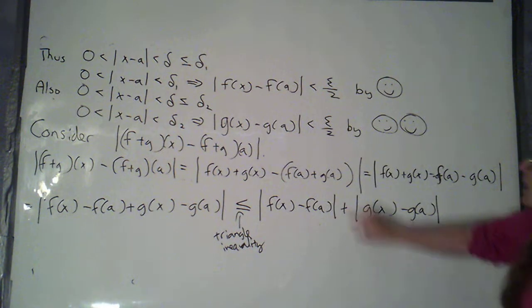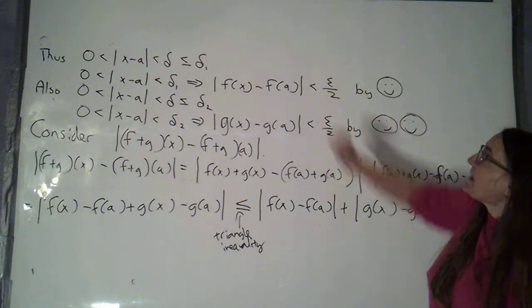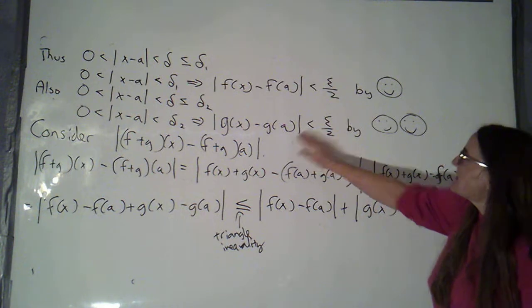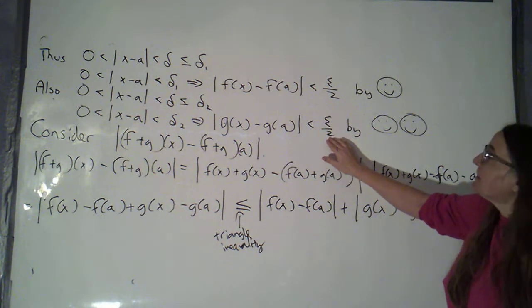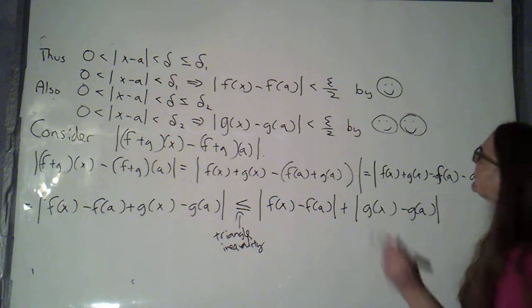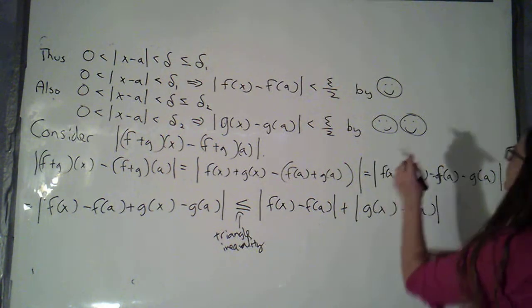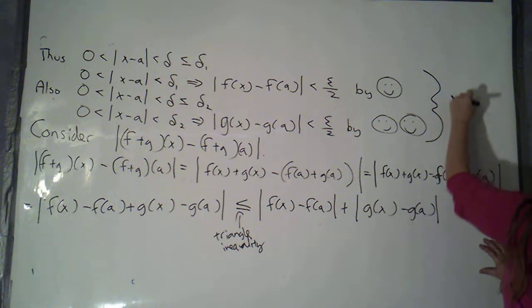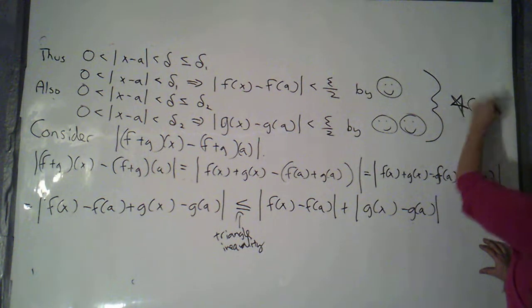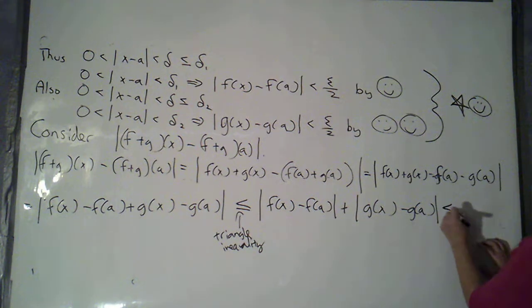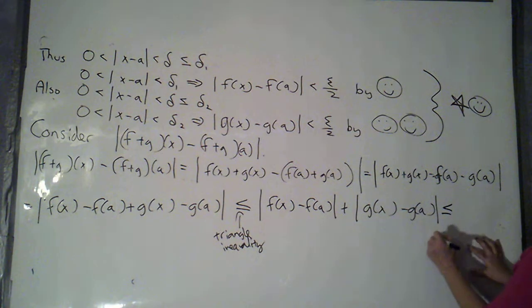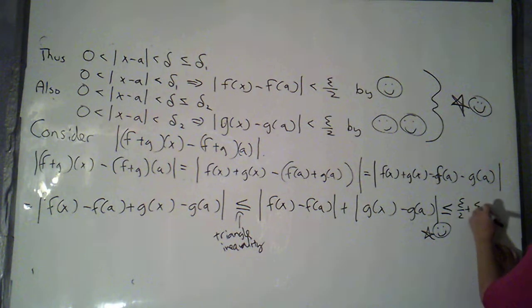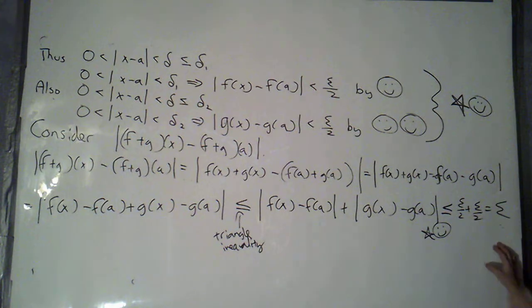But now I can use what I've stated up here, that I know that this thing is smaller than epsilon over 2, and this thing is also smaller than epsilon over 2. So I probably want to be able to refer back to those statements. So let's just call this star smiley. Okay. So I know that this is less than or equal to, by star smiley, epsilon over 2 plus epsilon over 2, but that's just epsilon.